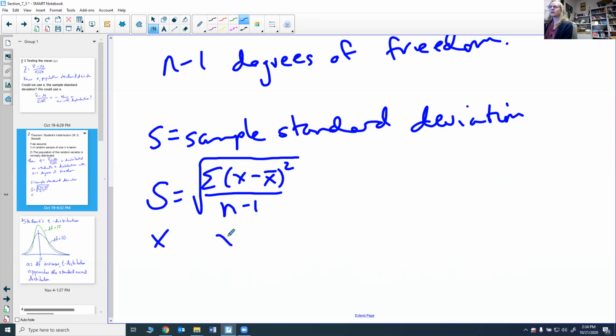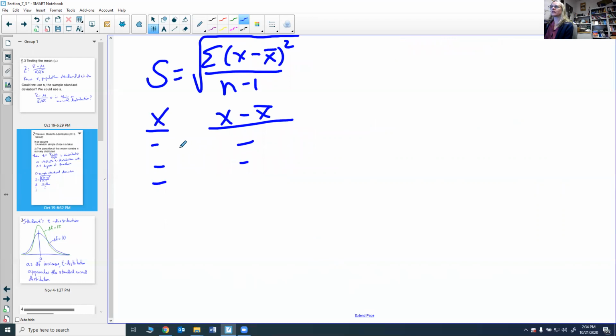But what this means is that when I go to calculate this, the best way is to take each of the X's and subtract the mean. So you take an X, subtract its mean, get a value. Do that again and again and again, until all of your values are done. There should be N values here, and therefore some values here.